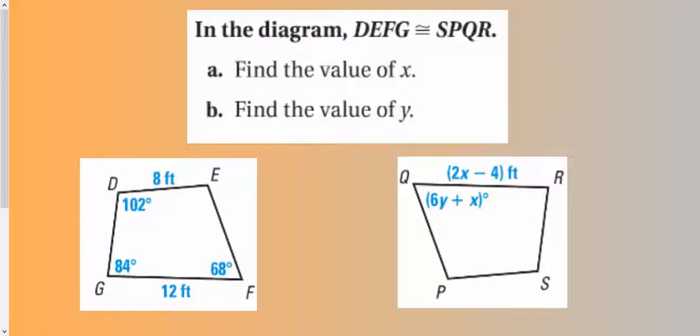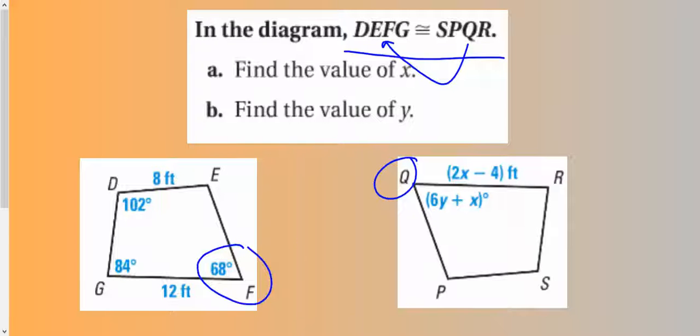So here they tell us that the two quadrilaterals are congruent. Find the value of x, find the value of y. So we can just look at, without trying to figure out what angle Q matches up with, just look at your congruence statement. So Q matches up with F, so I'm going to find F. There's F right there. So Q and F I know are equal. So you don't even have to try to guess which one goes with which one.